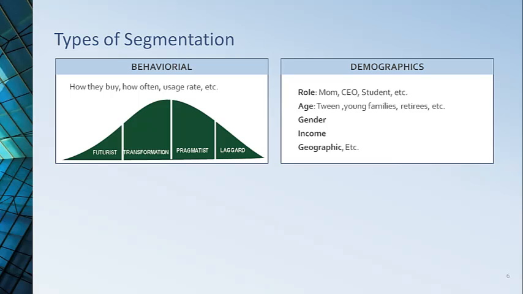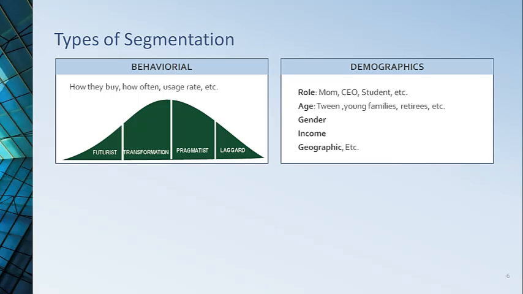Then you have the pragmatists who are going to wait until the technology or the products become mainstream. They're followers. And then there are laggards, people whose purchase behavior is about, I'm going to stay with what I know and what I've trusted, even if the majority is already using something else.